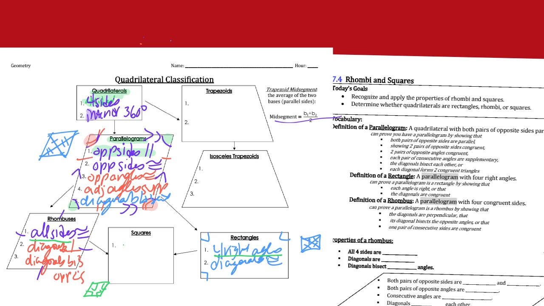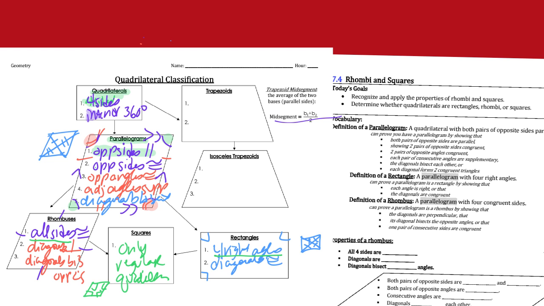And so this is the only regular quadrilateral. Okay, and so it shares all the features of parallelograms. It also shares all the features of rhombuses, all the features of rectangles. A square has every single one of those properties there, and it's going to be regular, which means it's going to be equilateral as well as equiangular.